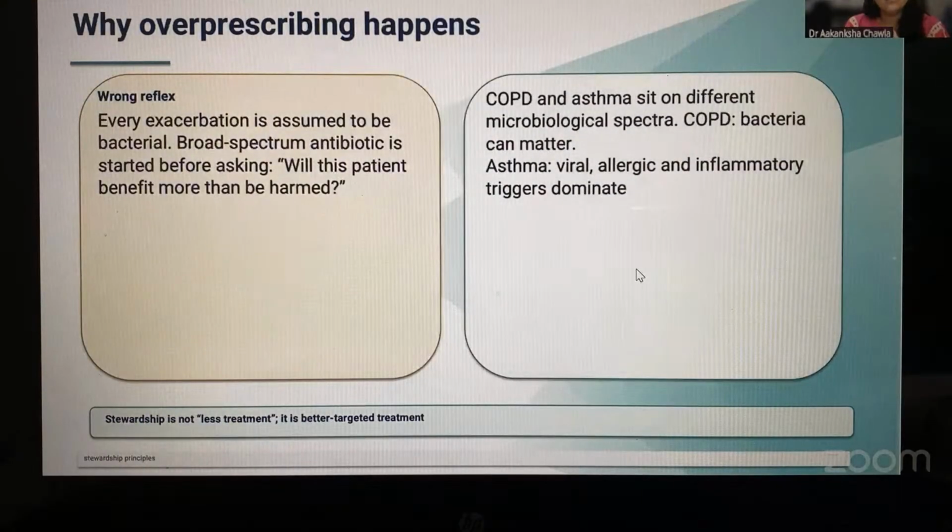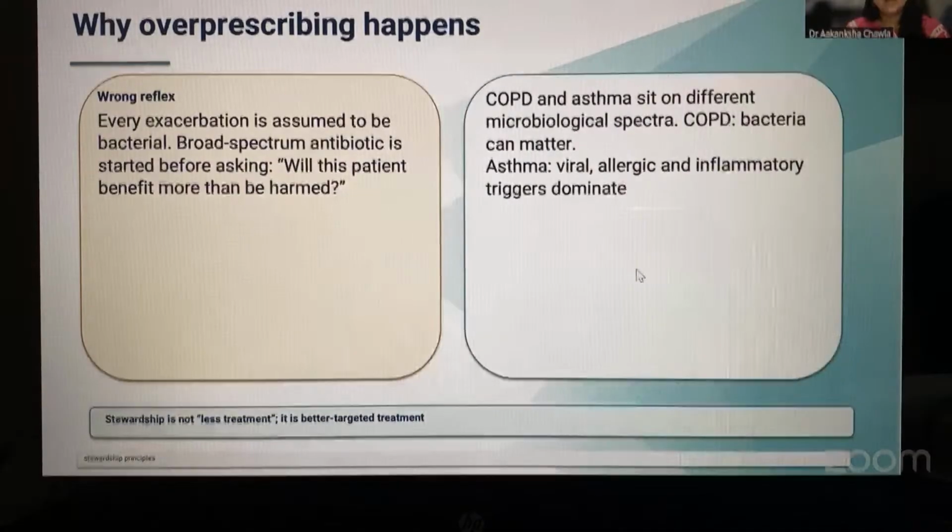So these questions should always be kept in mind when you're dealing with a COPD patient with increased symptoms or exacerbation. Why do we overprescribe? Because as a knee-jerk reflex, when the patient comes with increased symptoms, the patient is sick, and you want to add antibiotic so as to prevent further deterioration. But that should not be the case.